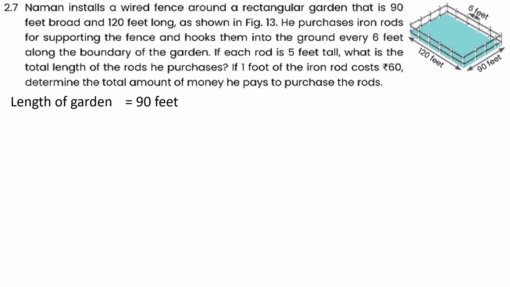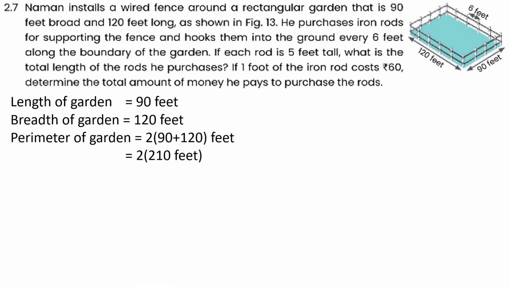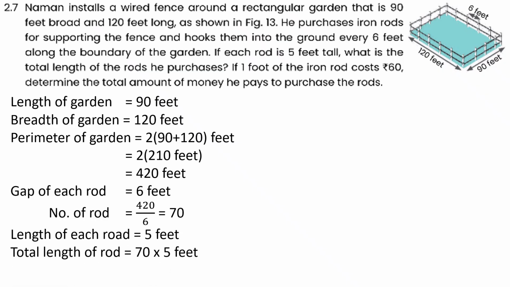Okay, so length of garden 120 feet, then breadth 90 feet, then perimeter 420 feet. Okay, then gap of each rod is 6 feet. So number of rods will be perimeter upon gap of each rod, which is 6 feet. So when you divide you will get 70. So 70 is the number of rods and length of each rod is 5 feet. Therefore total length of the rods will be 70 into 5.